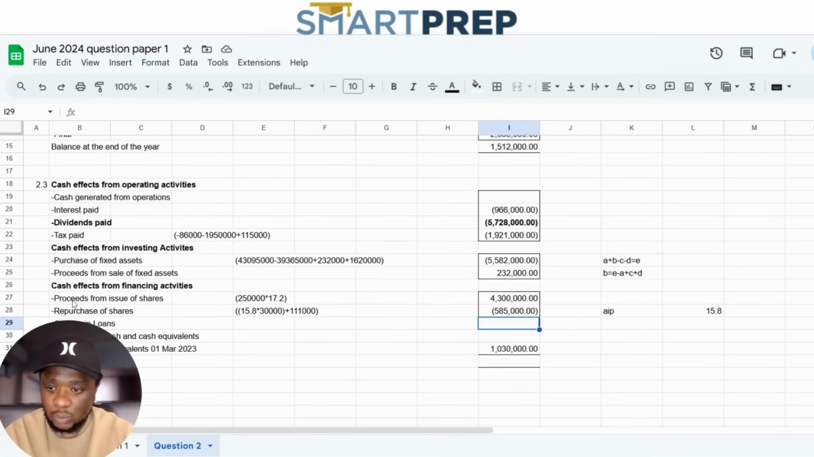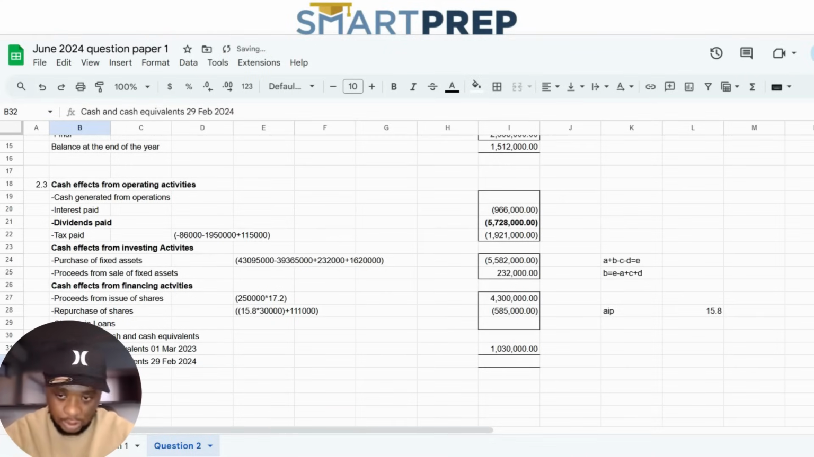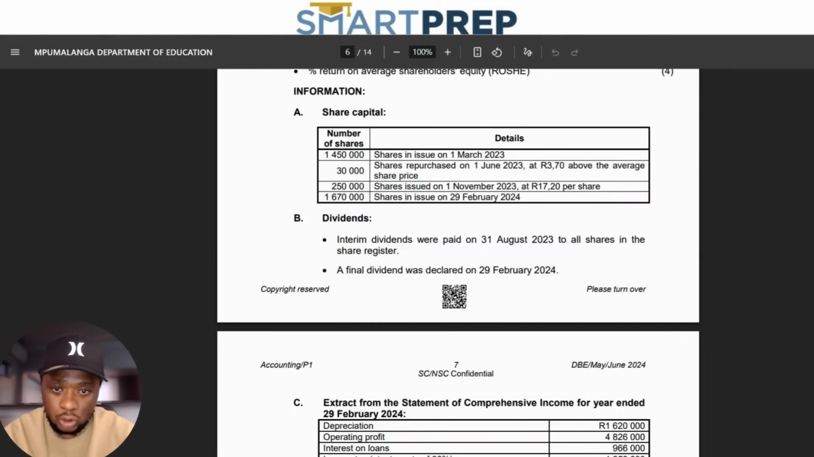And then lastly, we have our number 5. Once you get your net change in cash and cash equivalents, you then take your cash and cash equivalents at the start of the year, and then you do cash and cash equivalents on the last day of the year, which was 29 February 2024. All right, and then you would work out this number. So how do we work out this number? Well, we go to our cash and cash equivalents, and then we also check if we have a bank overdraft. So let's have a look then.